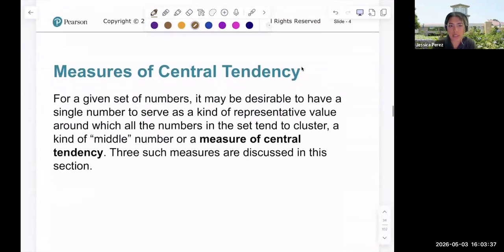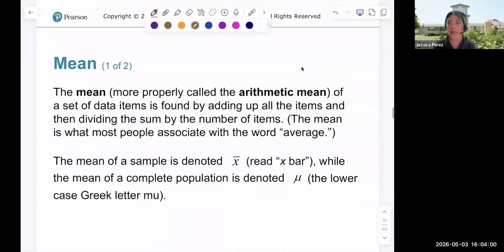So let's talk about a definition. For a given set of numbers, it may be desirable to have a single number that serves as a representative value around which all of the numbers tend to cluster, kind of the middle. So we're going to be looking for measures of central tendency. Three such measures are discussed in this section: the mean, the median, and the mode. We'll start with the mean.